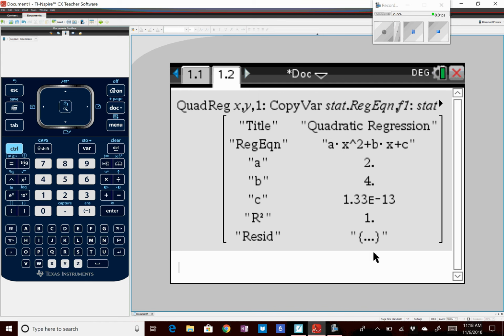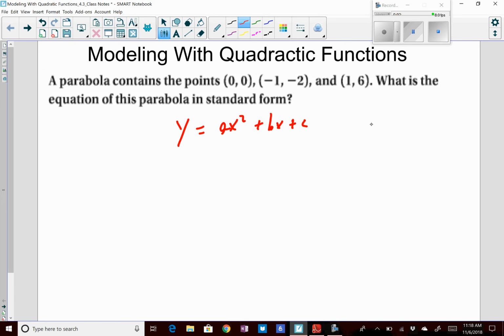So now it brings us to a screen, just like when we did the linear regression, it showed us what the slope and the y-intercept were. Here they're showing us the values for A, B, and C. All right, so we have A is 2, B is 4, C is 1.33 times 10 to the -13th. Let's write those down on our paper. So A was equal to 2, B was equal to 4, C was equal to 1.33 times 10 to the -13th power. All right, so we have so far y equals 2x squared plus 4x.